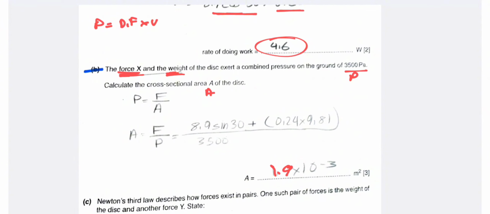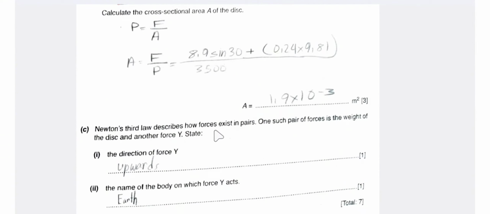Two significant figures. Newton's third law describes how forces exist in pairs. One such pair of forces is the weight of the disk and another force y. State the direction of the force y. So what is Newton's third law?